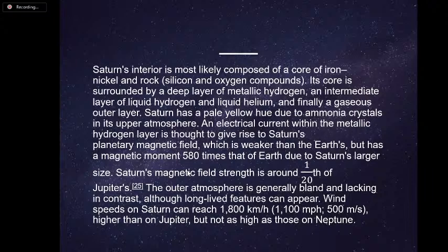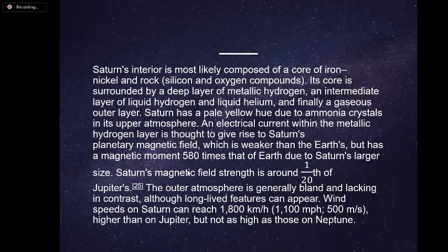Its magnetic field is weaker than the Earth's, but has a magnetic moment 580 times that of the Earth due to Saturn's larger size. Saturn's magnetic field strength is around 1/20th of Jupiter's. The outer atmosphere is generally bland and lacking in contrast.